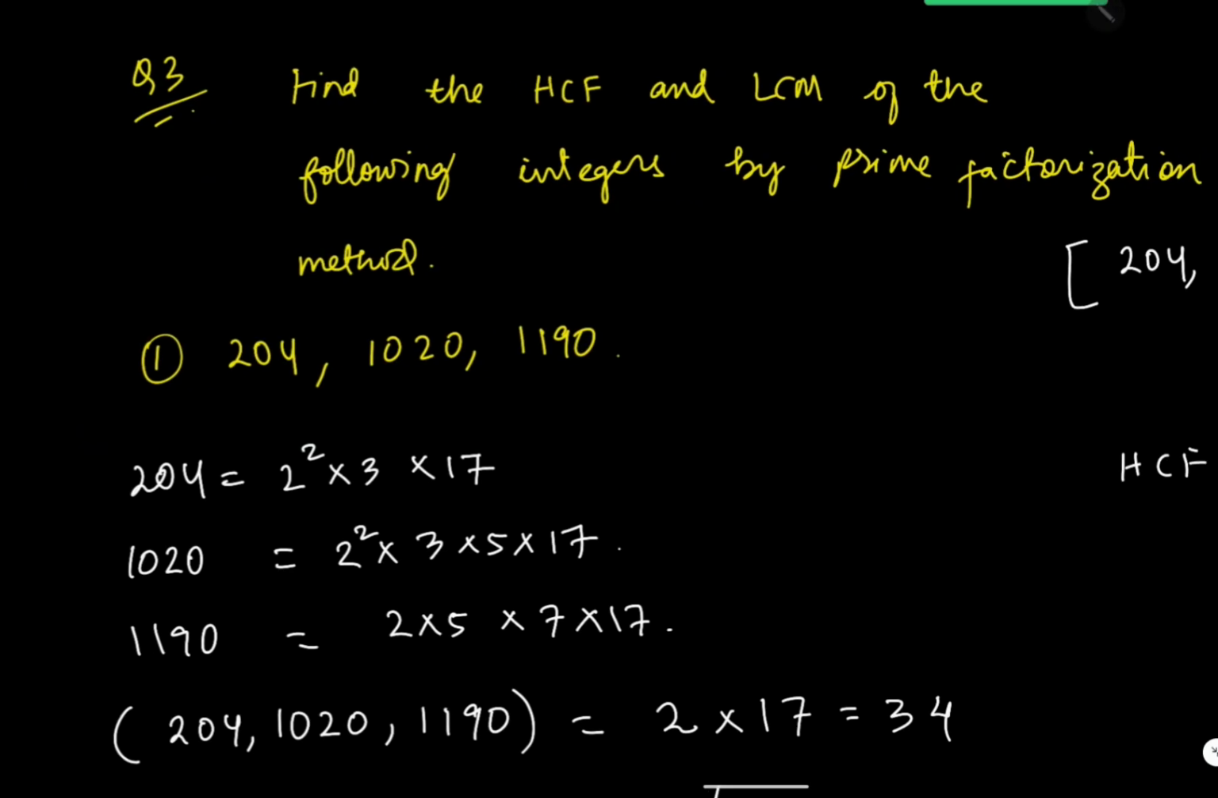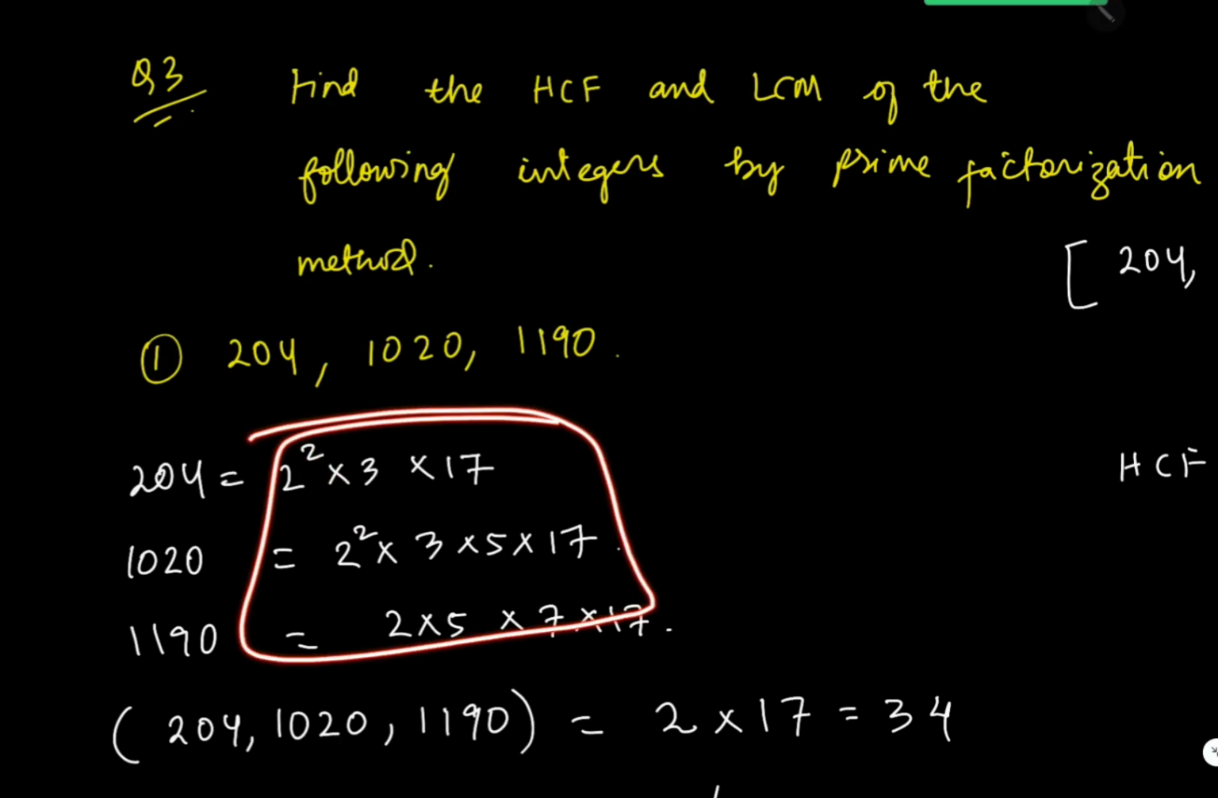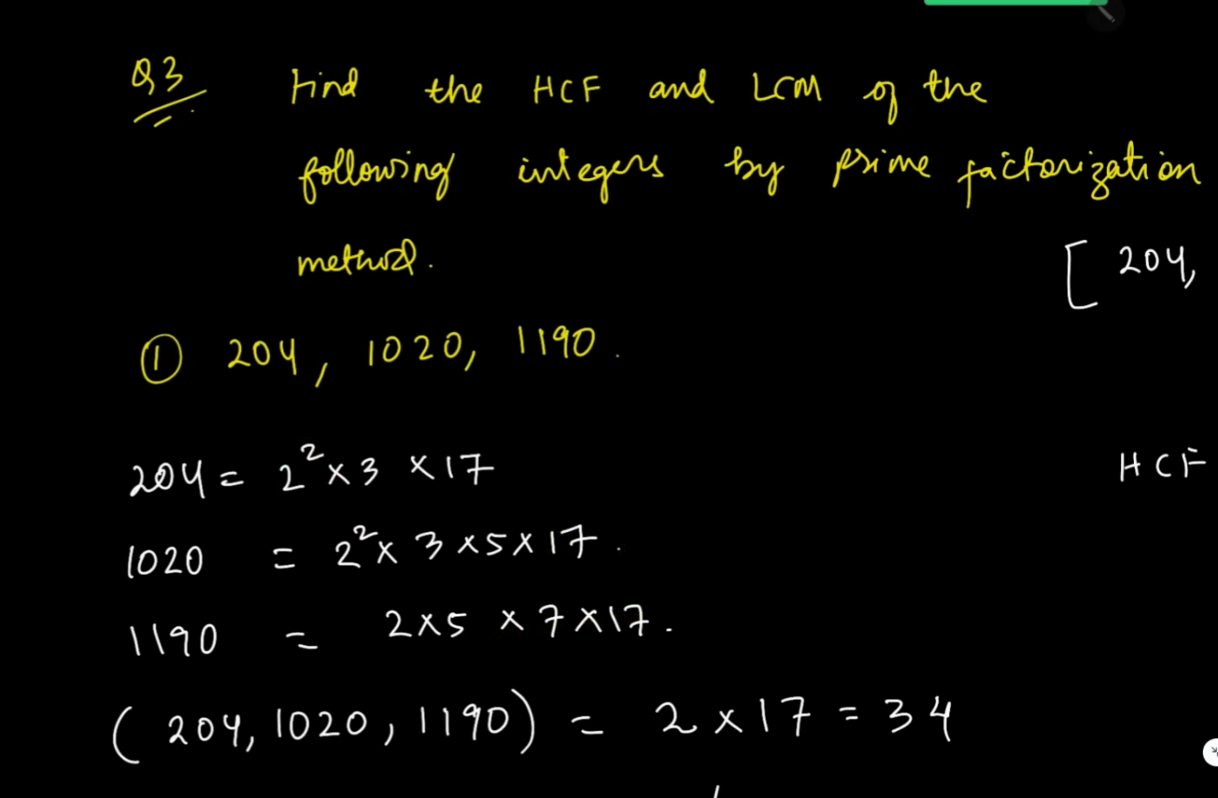Let us solve question number 3. Find the HCF and LCM of the following integers by prime factorization method. Roman number 1, the numbers are 204, 1020, 1190. I have expressed the numbers in their canonical decomposition form. You can find out the prime factorization on your own, but this will be the canonical decomposition of the 3 numbers. The question says to find the HCF and LCM.